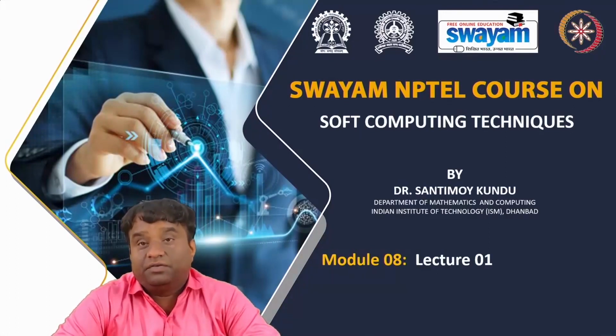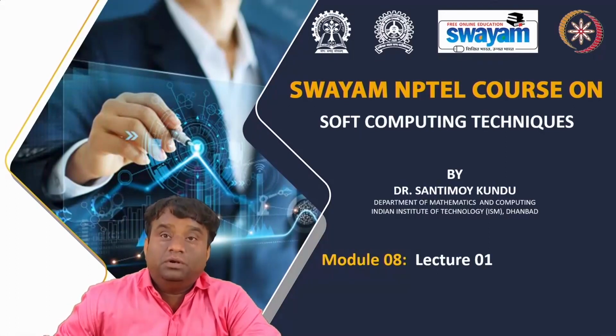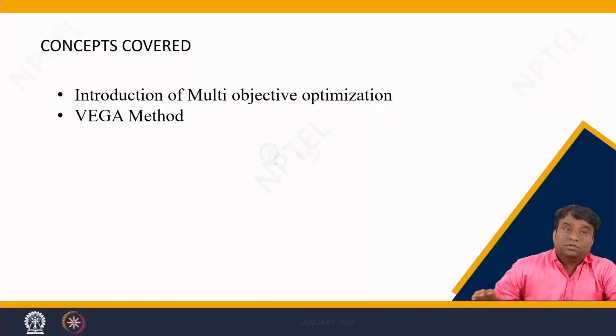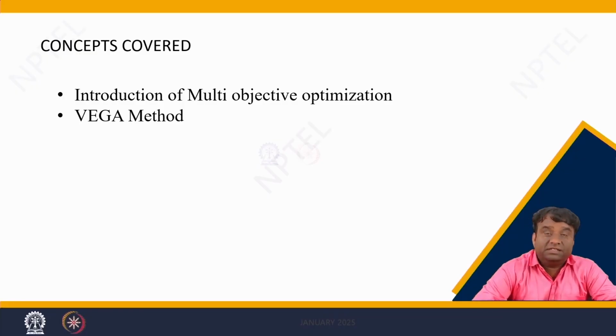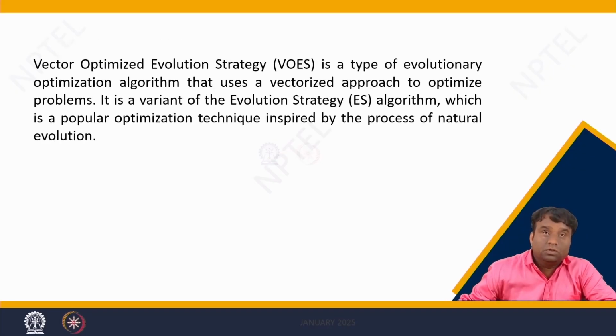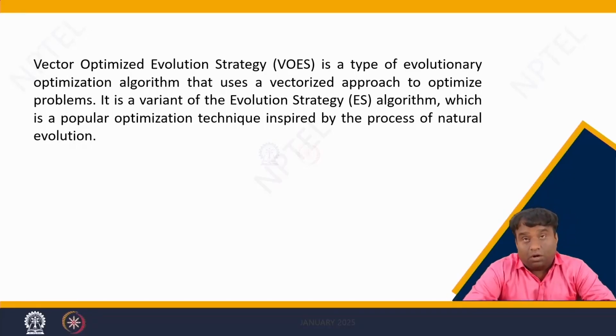This is the first lecture of module 8. We have seen in module 7 the definitions and basic approach of multi-objective optimization. We also solved one multi-objective optimization problem by using a genetic algorithm, that is the VEGA method. Today we learn a few more definitions and applications.